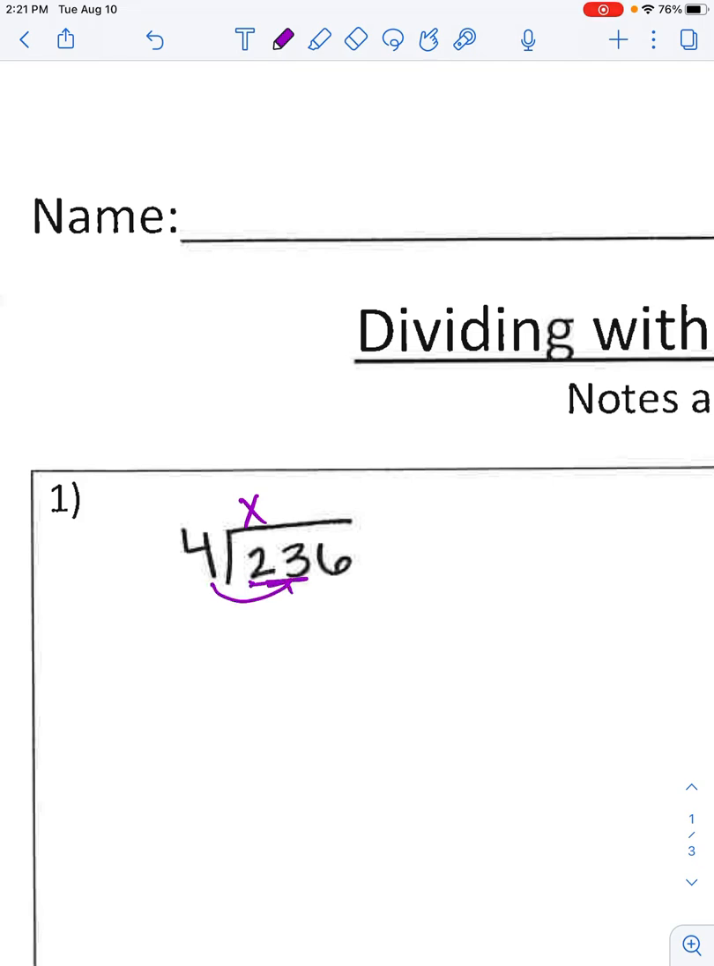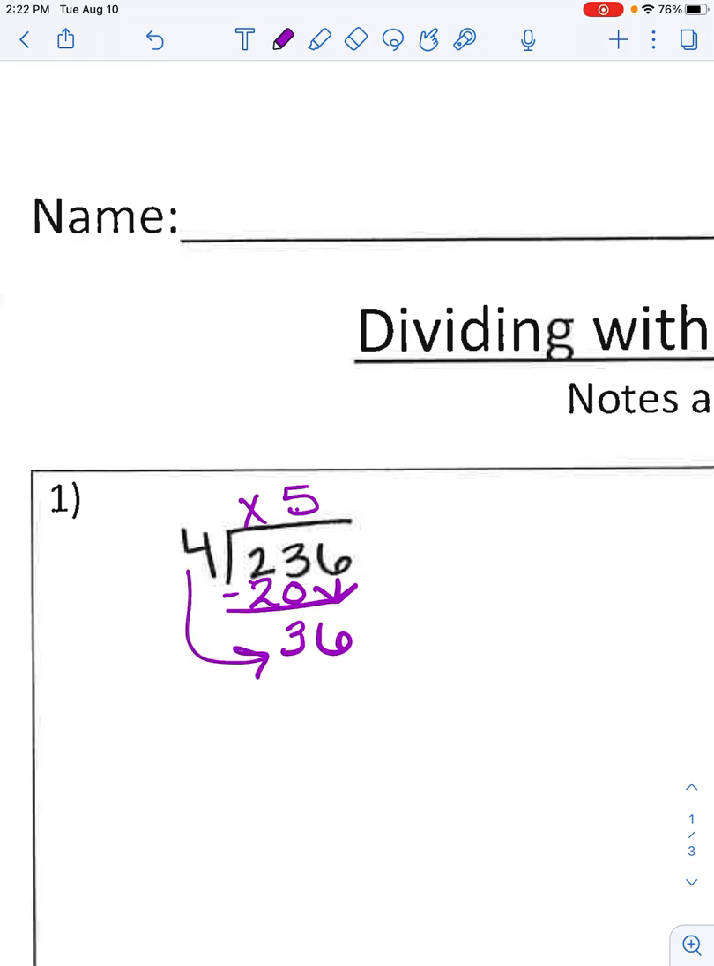4 now goes into 23. How many times? So again, you're going to use those multiplication facts and ask yourself, how many times does 4 go into 23? Hopefully you are thinking 5, okay? Once you find that number, you're going to do 5 times 4, which you know is 20. And after you put your 20 down, now we're going to subtract 23 minus 20, which is 3. Once you subtract, you're going to bring the next number down, and you're going to do the whole thing again.